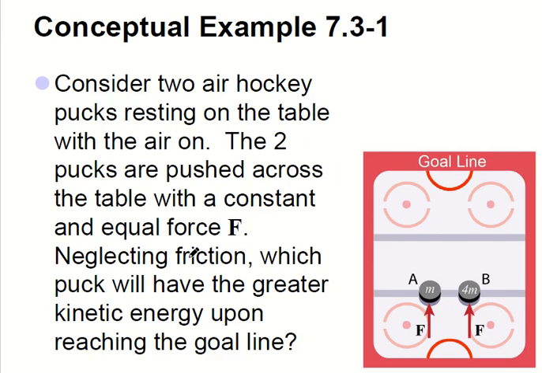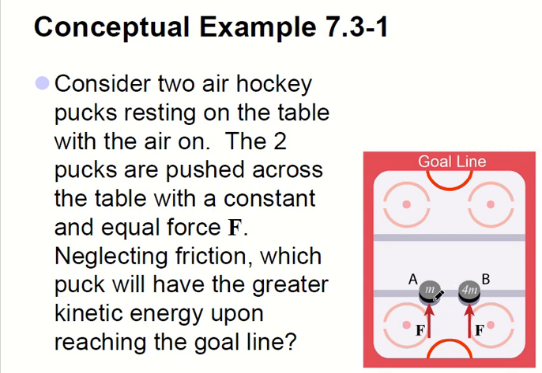Then we will go into conceptual example 7.3-1. So you have a two-air hockey setup. Here is your goal line right there. And then you have mass 1 and mass 2, which is 4 times mass 1, at points A and B, with the force F applied to A and B.